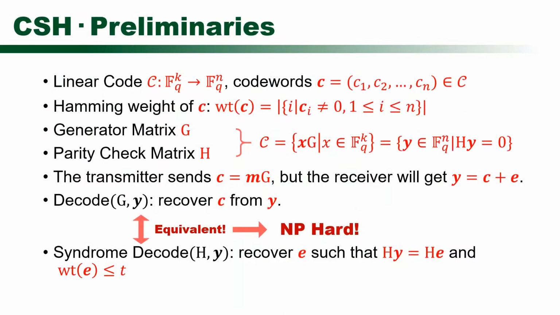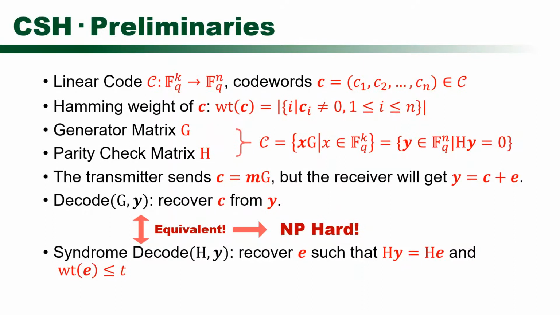Now, let's begin with basic knowledge of error-correcting codes. An [n,k] linear code C is a subspace of a vector space over a finite field F_q, where n denotes the vector length and k denotes the dimension of the subspace. We use the traditional Hamming weight as the metric of vectors. The code can be defined by a generator matrix or a parity check matrix.